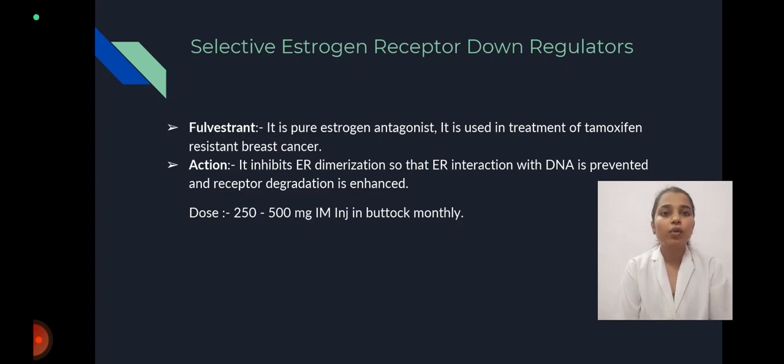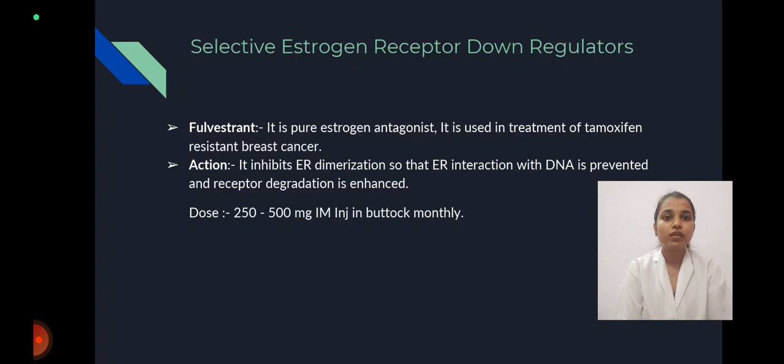So let us talk about selective estrogen receptor downregulators. In this, there will be suppression of estrogen release, or it will also act as an antagonist of estrogen. The drug under this heading is fulvestrant. It is a pure estrogen antagonist. It is used in the treatment of tamoxifen resistant breast cancer. This term we will learn in the next slide.